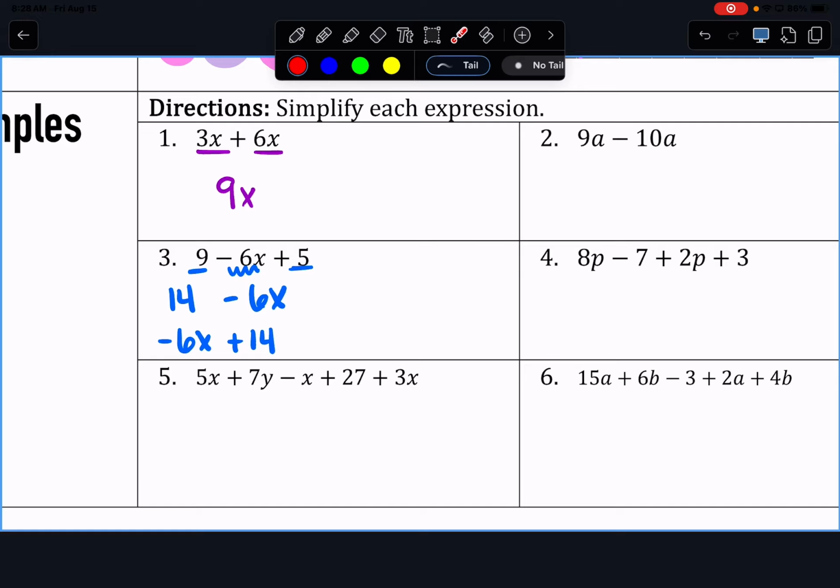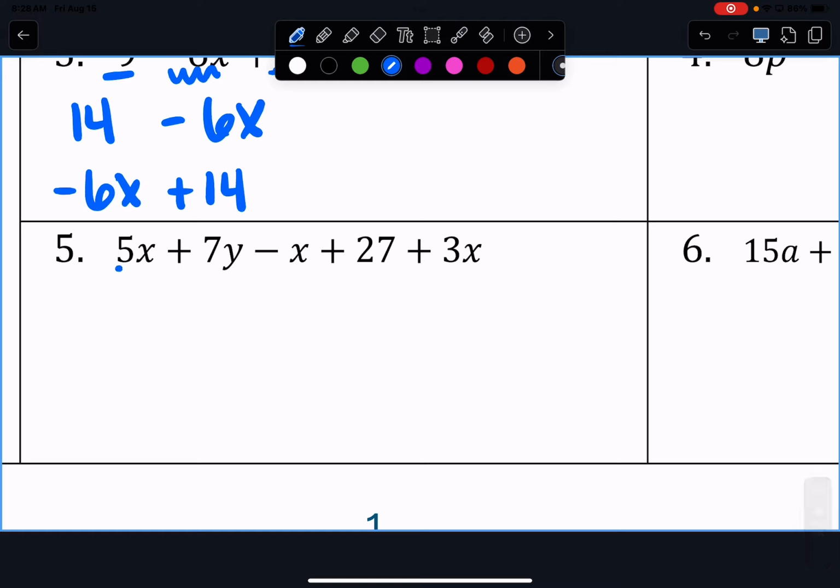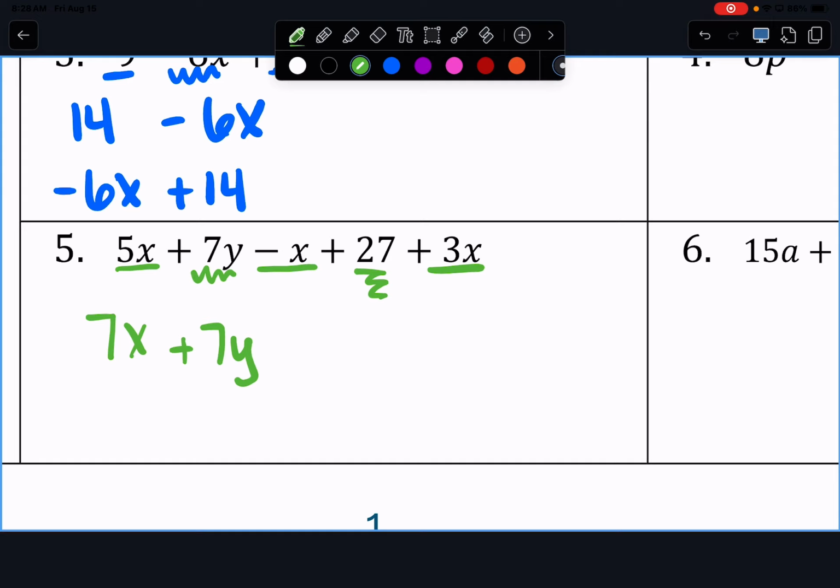All right, for number 5. Does 5x have any like terms? 3x and x. So what is 5x minus x? 4x. Plus 3x? 7x. So we have 7x. And then does 7y have any like terms? No. And then is there any constant term? It's just 27. All right, so that would be our answer.